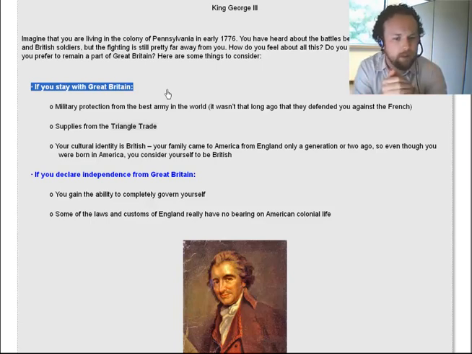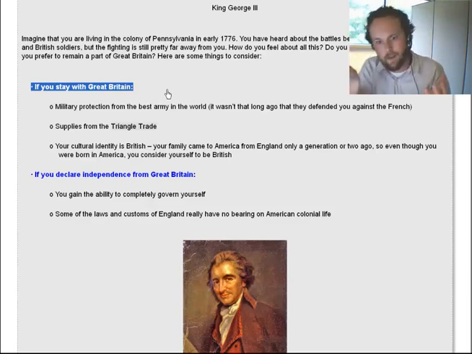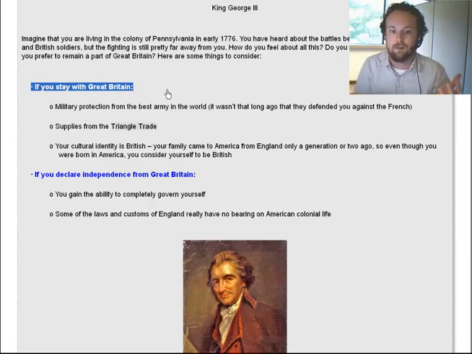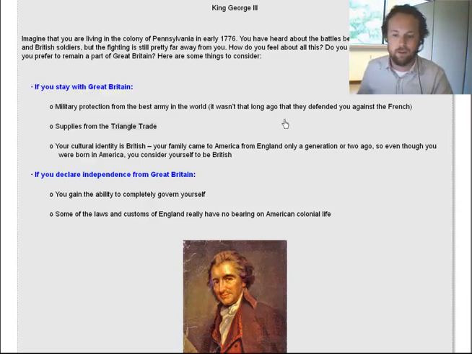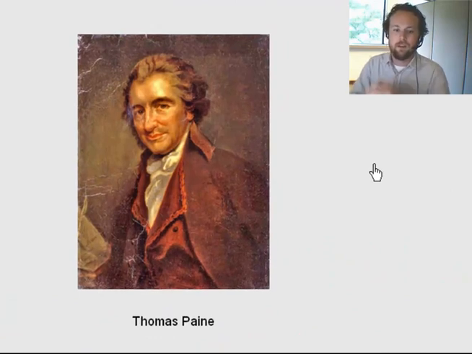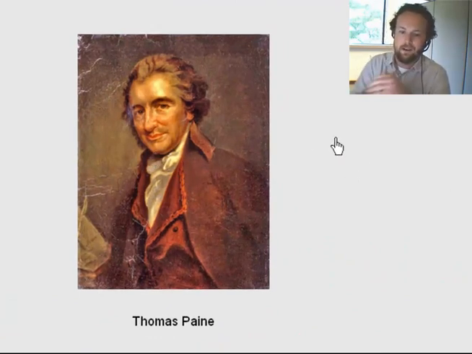Now, if you declare independence, then you gain the ability to completely govern yourself. And honestly, some of the laws and customs of England really have no bearing on American colonial life. Yes, you identify yourself as British, but your family's been living in America for a few generations, and things are different over here. So you've got military protection and supplies and cultural identity on one side, but you also gain the ability to govern yourself, and your laws and customs are different than your family that's still living over in Great Britain. So there are things to consider, which brings us to this man, Thomas Paine.